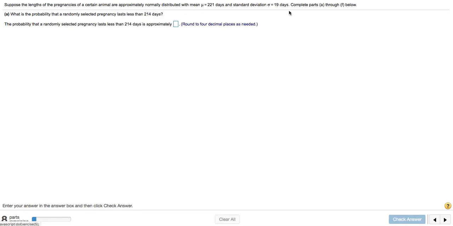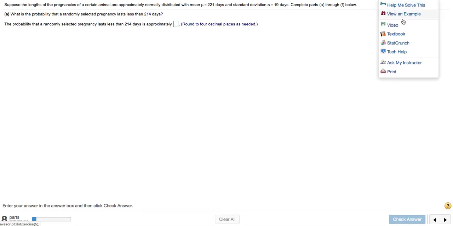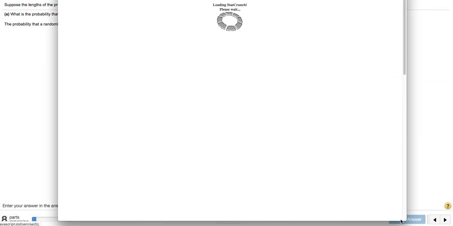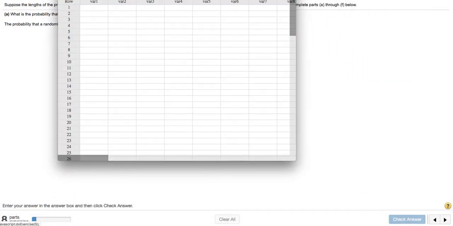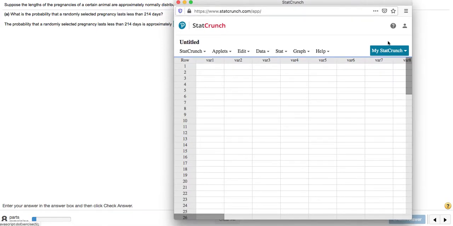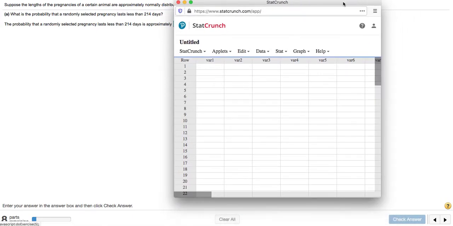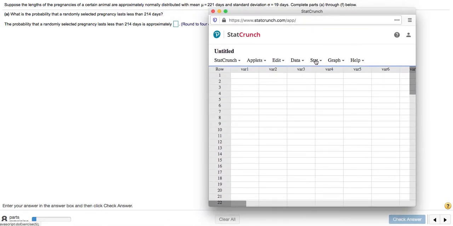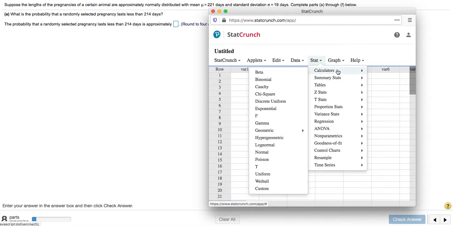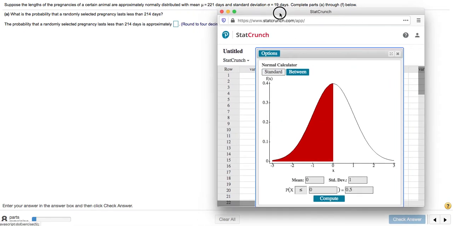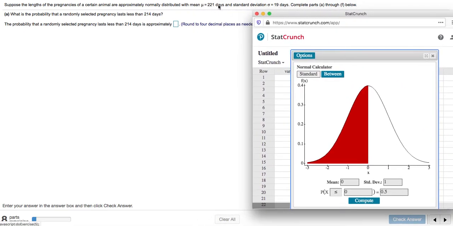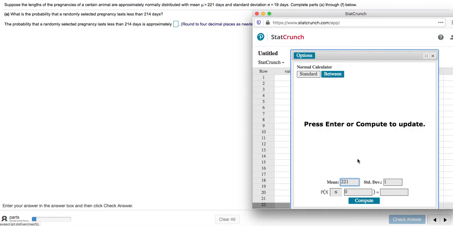So I'm going to go to Question Help and open StatCrunch. Specifically, we're going to go into the normal calculator. So go Stat, Calculators, and select Normal. What we're going to do is put in the mean of 221 with the standard deviation of 19.